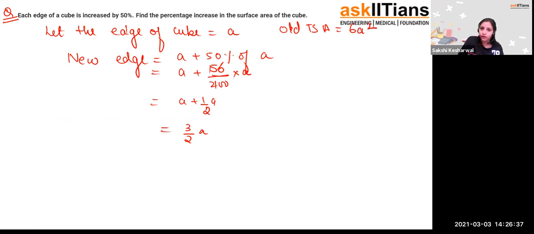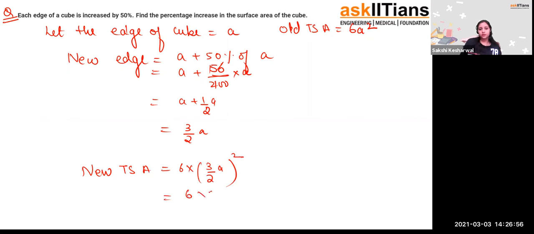Now if I talk about the old TSA, the old TSA was what, beta? 6A square, right? So the new TSA will be how much, beta? New TSA is equal to what? 6, this is the new edge, right? So 6 into 3/2 A square, right? Here it will go A square, that is 3/2 A square, right?